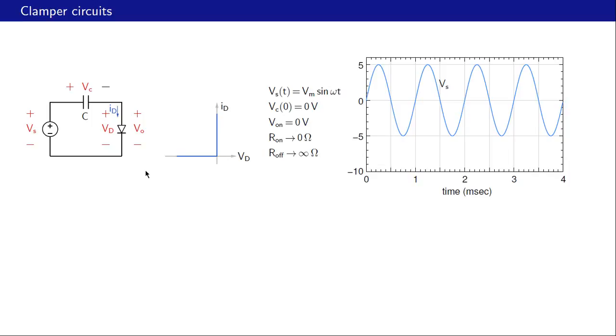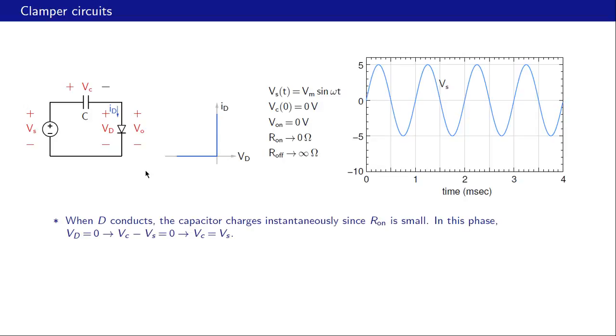Once again, we will make a few observations and then relate that to the graphs that we will see. First, when D conducts, the capacitor charges instantaneously. This point is really no different than the previous circuit, because R on is small, and therefore R on times C, which is the time constant, is also small. In this phase, Vd is equal to 0, so Vc plus 0 minus Vs is equal to 0, and therefore we get Vc equal to Vs.